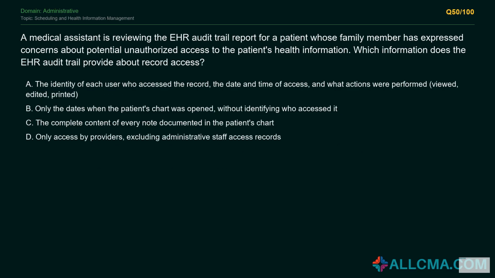Question 50. A medical assistant is reviewing the EHR audit trail report for a patient whose family member has expressed concerns about potential unauthorized access to the patient's health information. Which information does the EHR audit trail provide about record access? Option A. The identity of each user who accessed the record, the date and time of access, and what actions were performed: viewed, edited, printed.